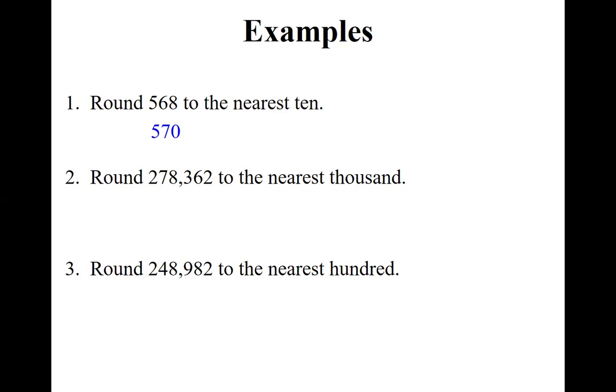In number 2, we're rounding 278,362 to the nearest 1,000. Find the thousands place value. That's this digit 8. Look 1 to the right. We have a 3. Is a 3 5 or greater? No, it is not. So it becomes a 0 and everything to the right becomes a 0. The 8 stays an 8. In other words, 8,362 is closer to 8,000 than it is to 9,000.